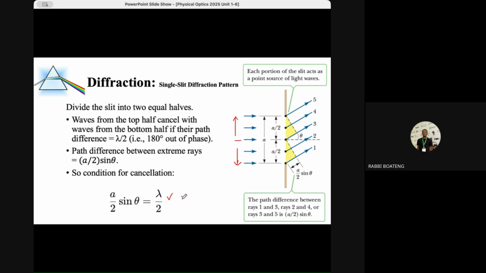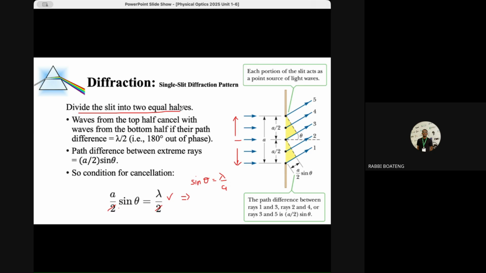And at the end of the day, we should be getting our sine theta equal to our wavelength over A. Is that okay? These 2 here cancel these 2. Is that okay? And I just brought the A down here. Is that okay? And this is when we have it what? At 2 ends. That is dividing the slit into 2 equal halves.